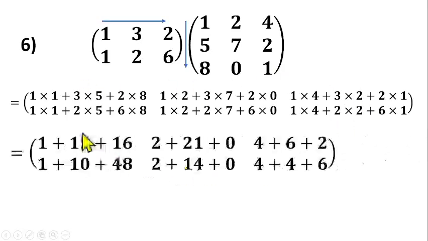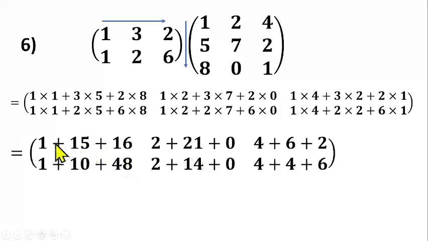Now we can simplify further. 1 times 1 is 1, plus 15 plus 16, which is what you're having here. We have 1 times 2 is 2, plus 21 plus 0. Then we have 1 times 4 is 4, plus 6 plus 2. Also here we have 1 times 1, which is 1, plus 2 times 5, which is 10, plus 6 times 8 is 48. 1 times 2 is 2, plus 2 times 7 is 14, 6 times 0 is 0. Then 1 times 4 is 4, plus 2 times 2, which is 4, plus 6 times 1, which is 6.